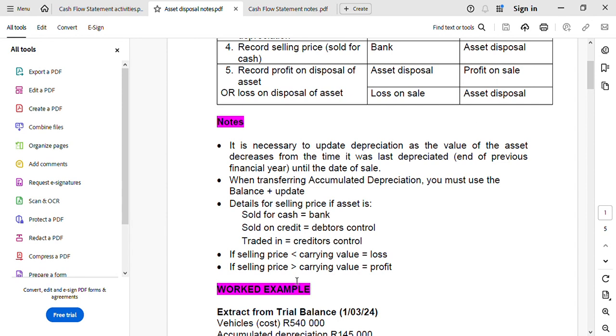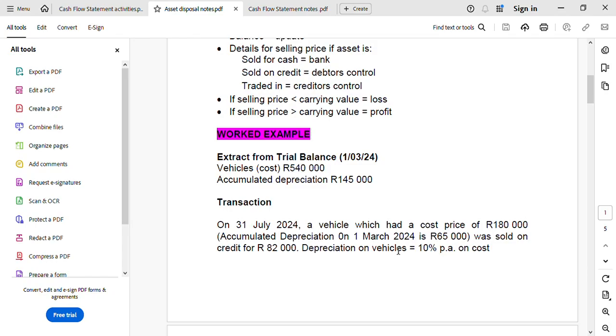If, however, your selling price was greater than your carrying value, that means you're going to make a profit, because you're selling something for more than it was actually worth. And in that case, you're going to credit profit on sale because that's an income, and asset disposal will get debited. Okay, let's move on now and do a worked example here.